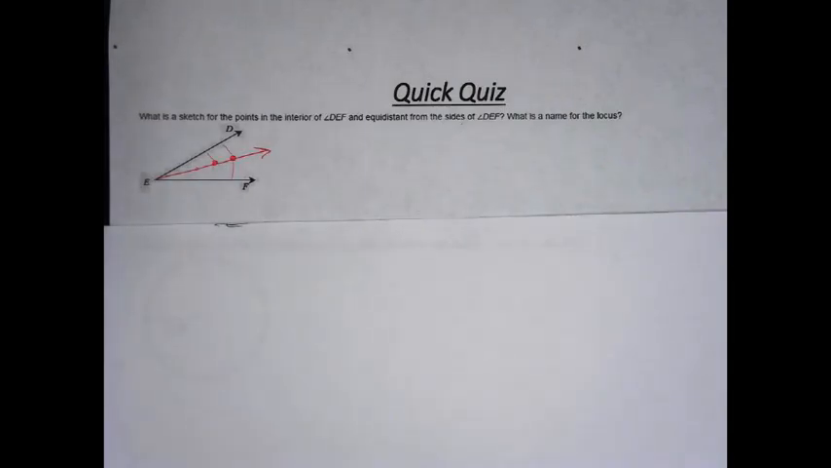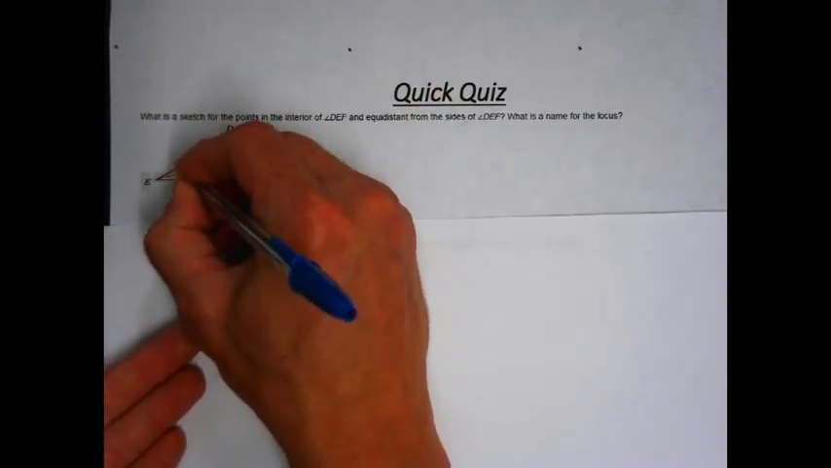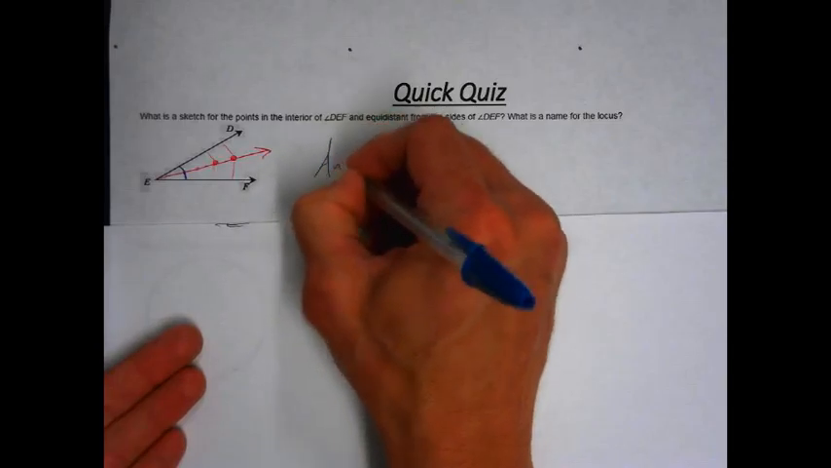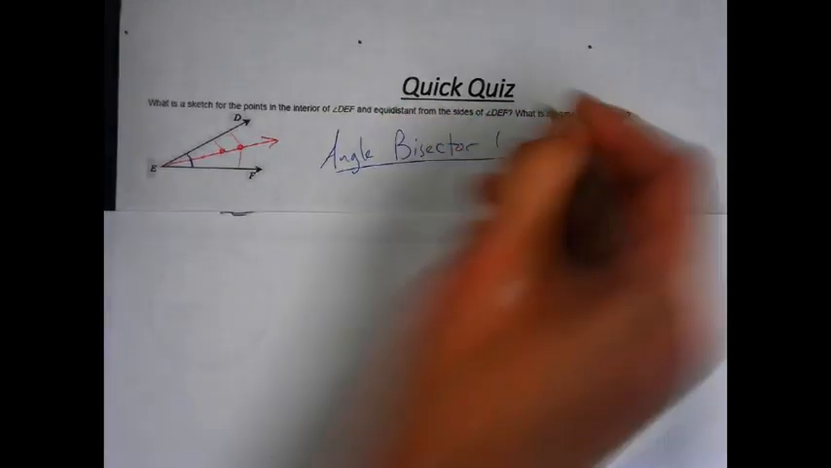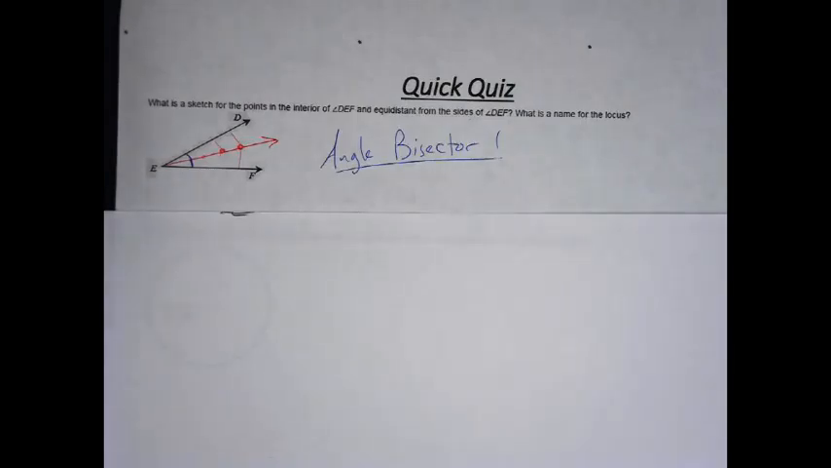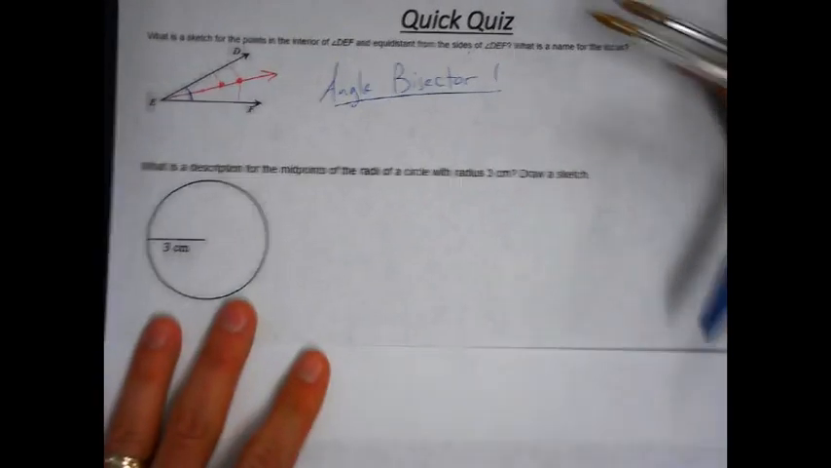Now, what is the name for that locus? That locus has a name. Do you know what it is? Do you give up? Imagine what that's doing to the angle. It's bisecting it. That is the angle bisector. Okay, so all the way back to the beginning of the year, that's the angle bisector. It is the locus of all points equidistant from the sides of that angle. So much fun. All right, last question, and we'll call it a year.